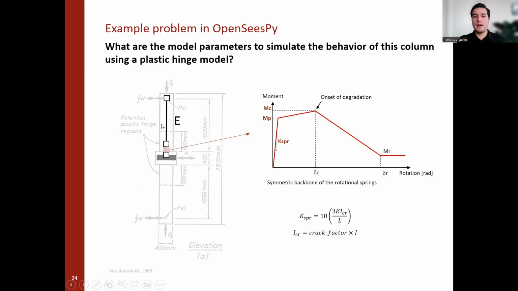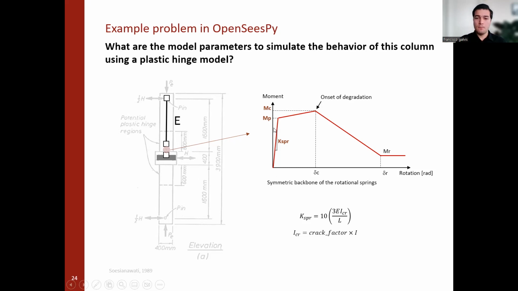And the question that we'll have in mind is, what are the model parameters to simulate the behavior of this column using a plastic hinge model? So as you can see, we're already making some assumptions here, right? We have right off the bat decided that we're going to use a concentrated plastic hinge model, and that plastic hinge model uses a zero length element down here that will follow this type of backbone curve.